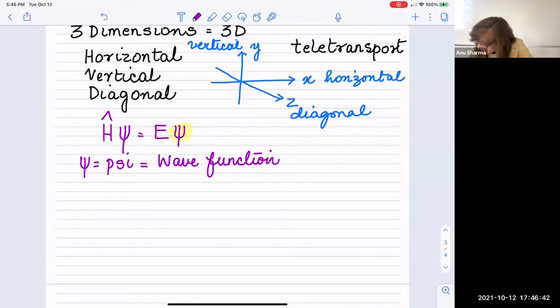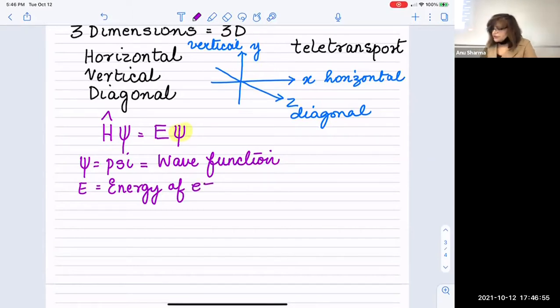E is the total energy of the atom, basically the energy of the electron. The energy of the electron and the waves are interrelated. So that's one piece we come to know.